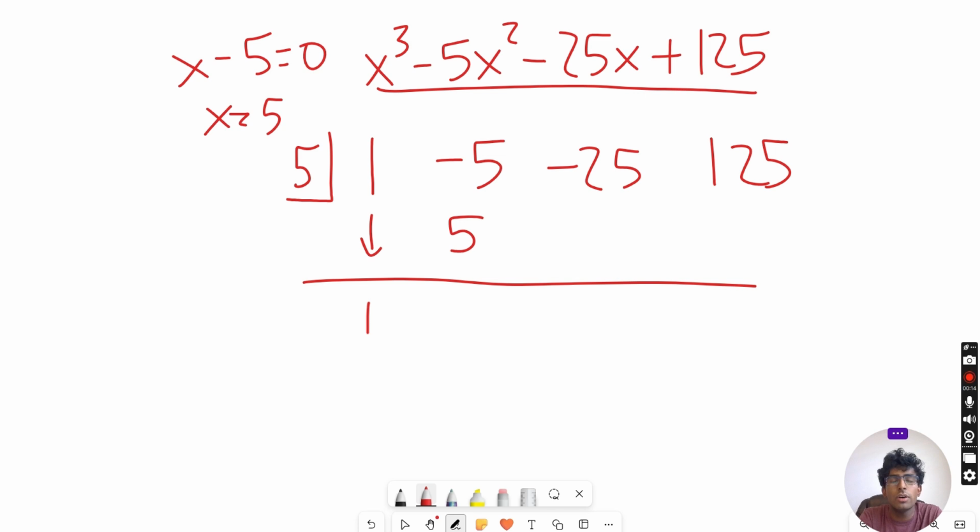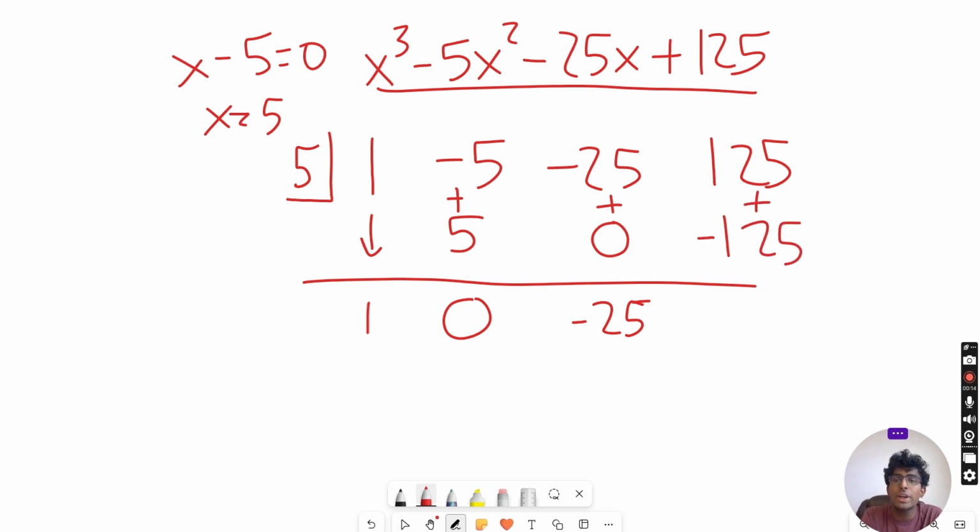So negative 5 plus 5. Now we're going to be adding. Negative 5 plus 5 gets us 0. Then 5 times 0 is 0. Negative 25 plus 0 is going to be negative 25. And then I'm going to do 5 times negative 25 to get negative 125, which when I add it, I get 0. So this last term here is very important because that's the one that tells you whether or not this is a factor or not.